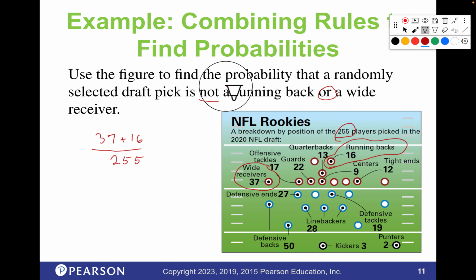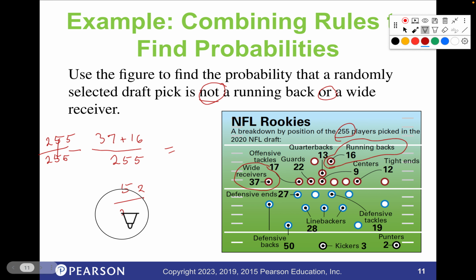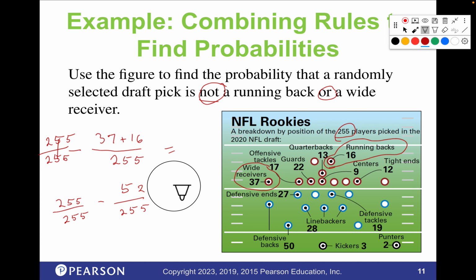But then we have to remember, we don't want this. So that's what I mean by the words. The OR tells us to add the 2 together. The NOT says subtract it from 1. Okay, so 37 and 16 is 40, 52, over 255, right? Because you need common denominators. And then we subtract that from 1, which is 255 over 255. And that gives us 203 out of 255.